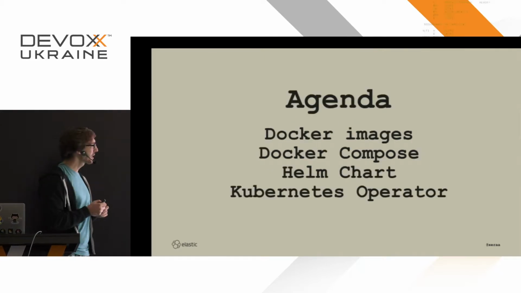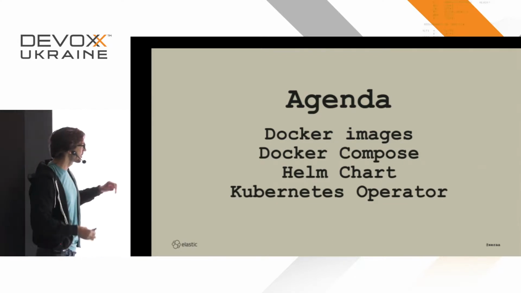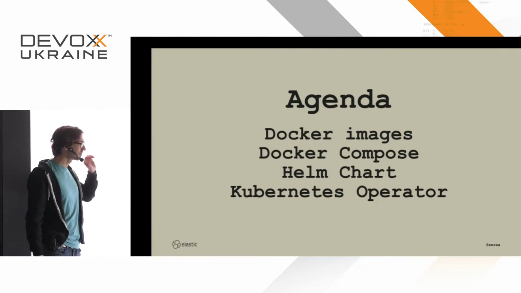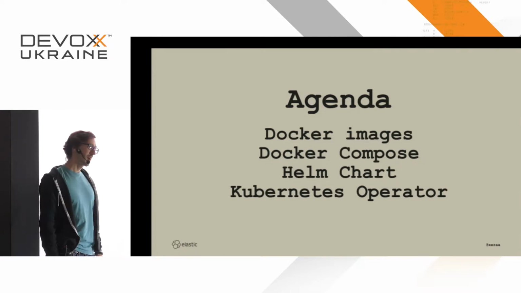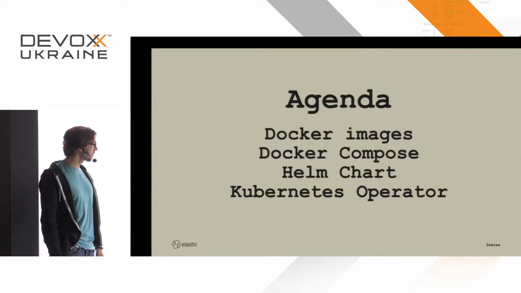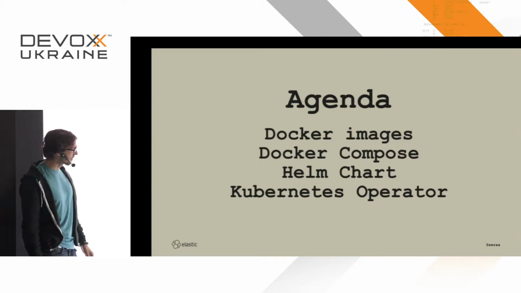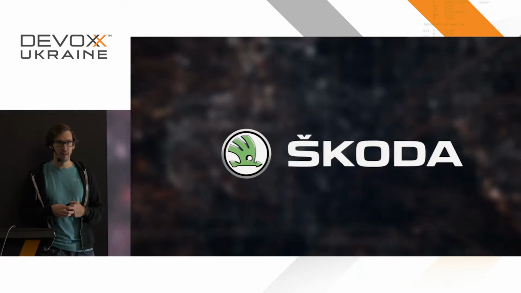So, what I want to talk about is Docker images, how we build them, why we build them, and the thoughts behind those. Docker Compose, what we have around that and why we don't want to do that much more there. Quickly about Helm charts, and then our operator and how we're building our operator.